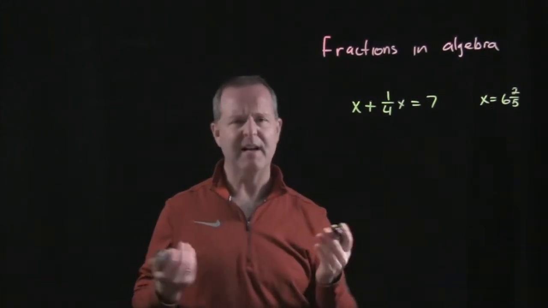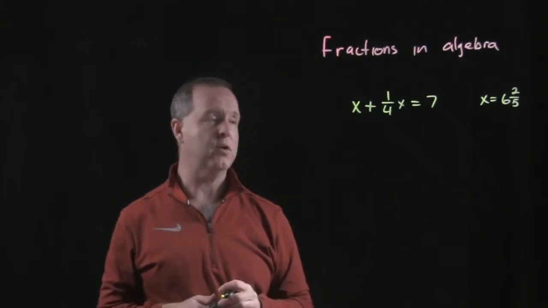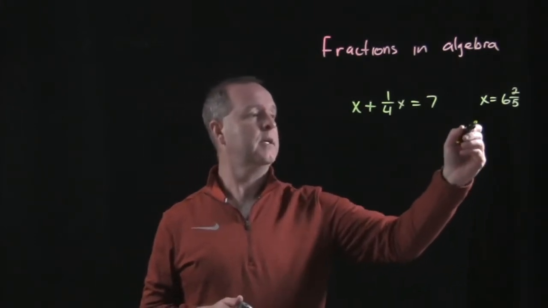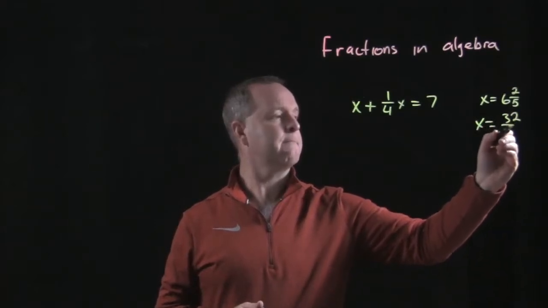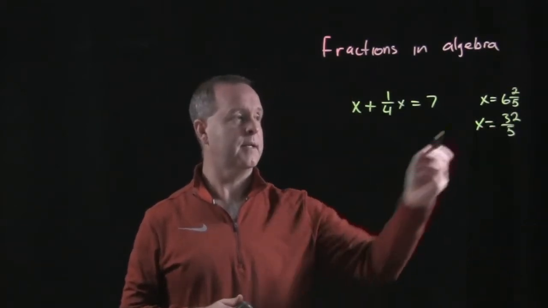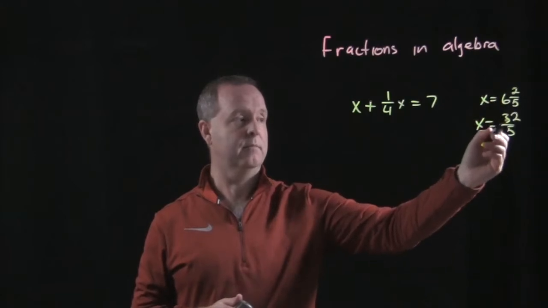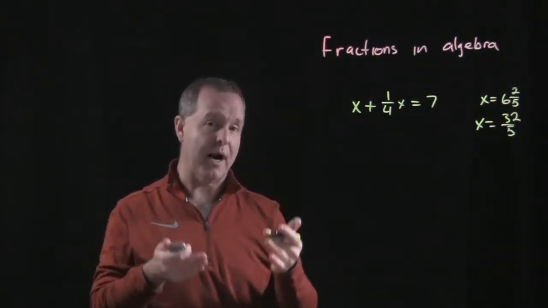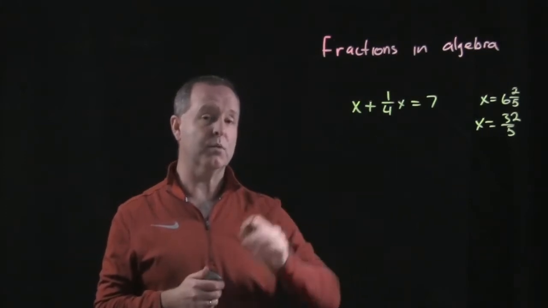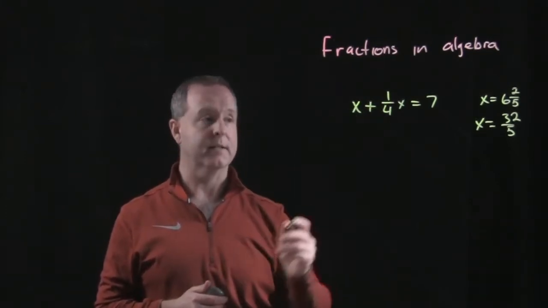Step one, not a fan of mixed numbers. Let's convert that to an improper fraction. So that becomes 32 over 5, 6 times 5 plus 2 all over 5. Now we have a fraction. It's easier to use improper fractions than mixed numbers when we're solving equations.